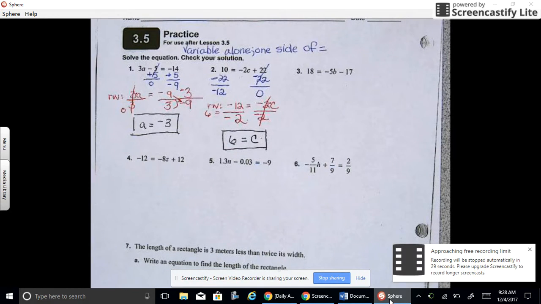All right. See, I told you, we're going to wind up spending all our time going through 6 problems. So, number 3, write this one down. The problem is 18 equals negative 5b minus 17. All right. So, again, our goal is to get the variable, in this case, the letter b, alone on one side of the equal sign.